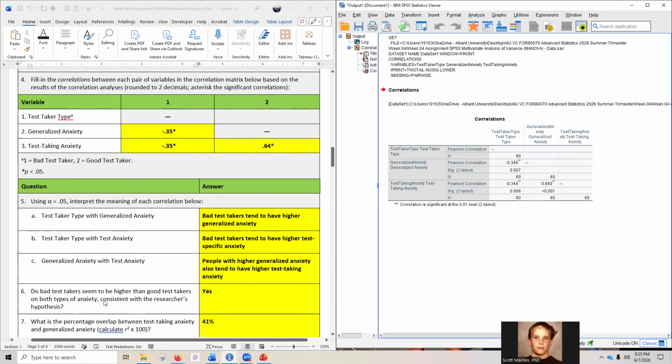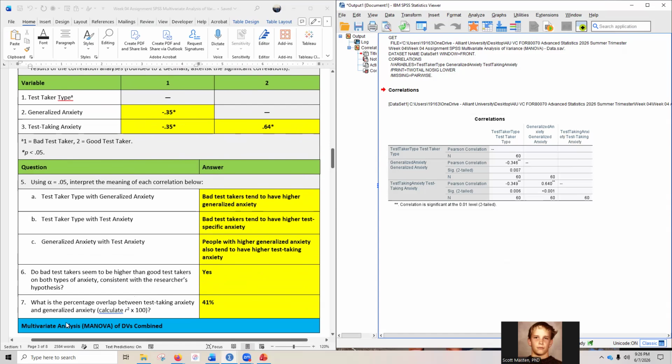So do bad test takers seem to be higher than good test takers on both types of anxiety? Yes, bad test takers were higher on both, right? We determined that. Consistent with the hypothesis, yes. Bad test takers tend to have both higher generalized anxiety and test-specific anxiety.